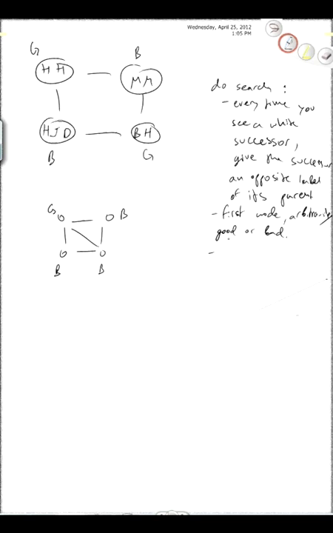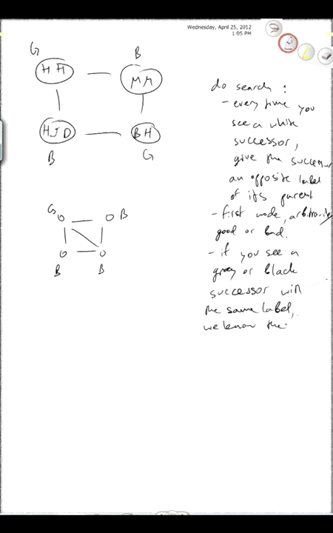So we can add a third part here: if you see a gray or black successor with the same label, we know the graph can't be separated into good and bad.